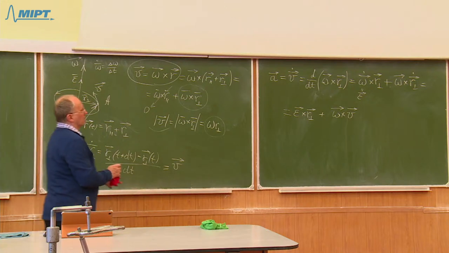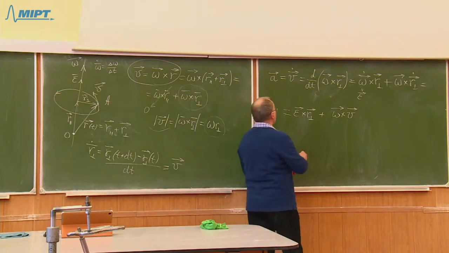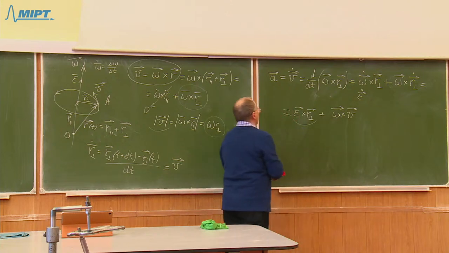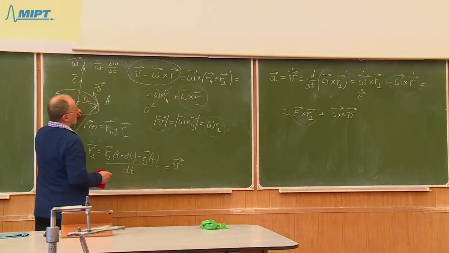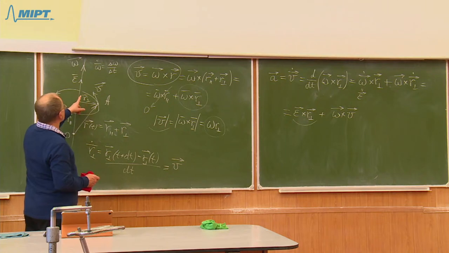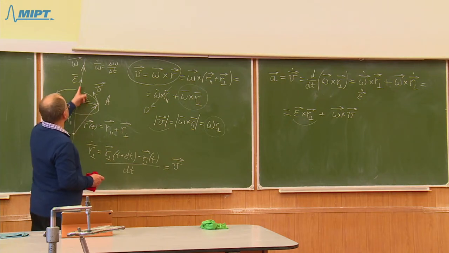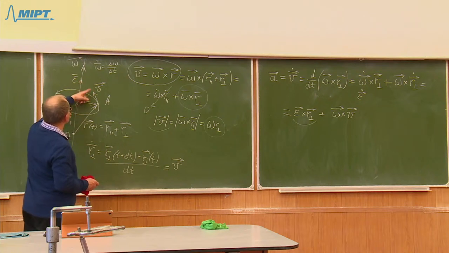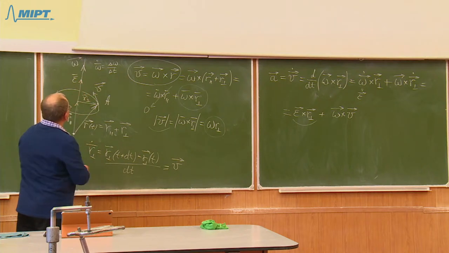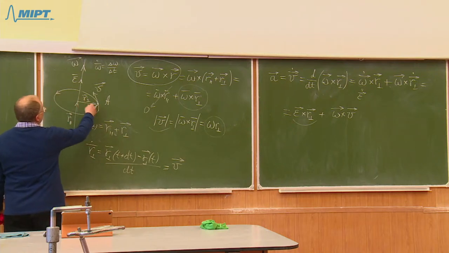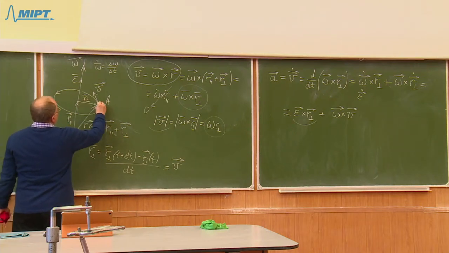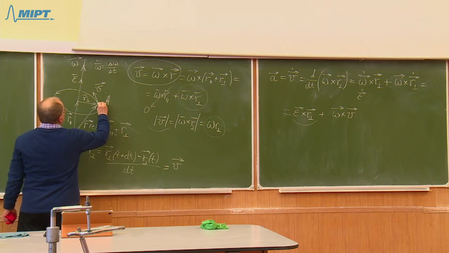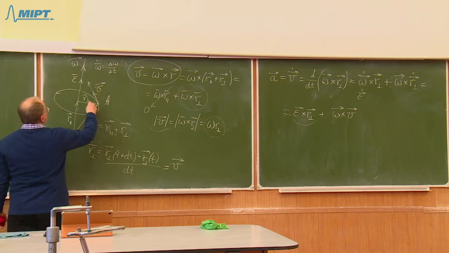So let's think about the direction of these two terms. The first term shall be directed... what's the direction? It's a vector product of vector epsilon by r perpendicular. If you take this vector product, you will see that the direction of this vector will be directed along the velocity perpendicular.